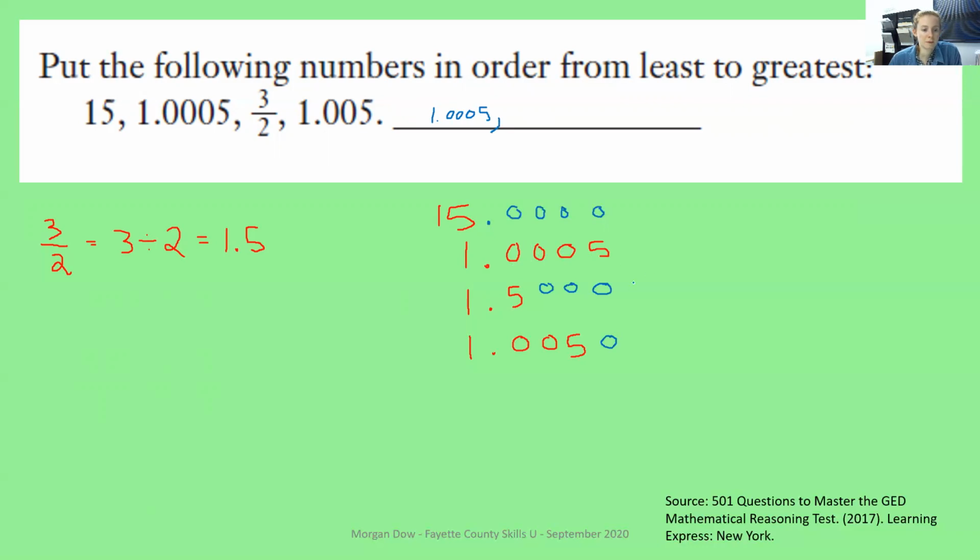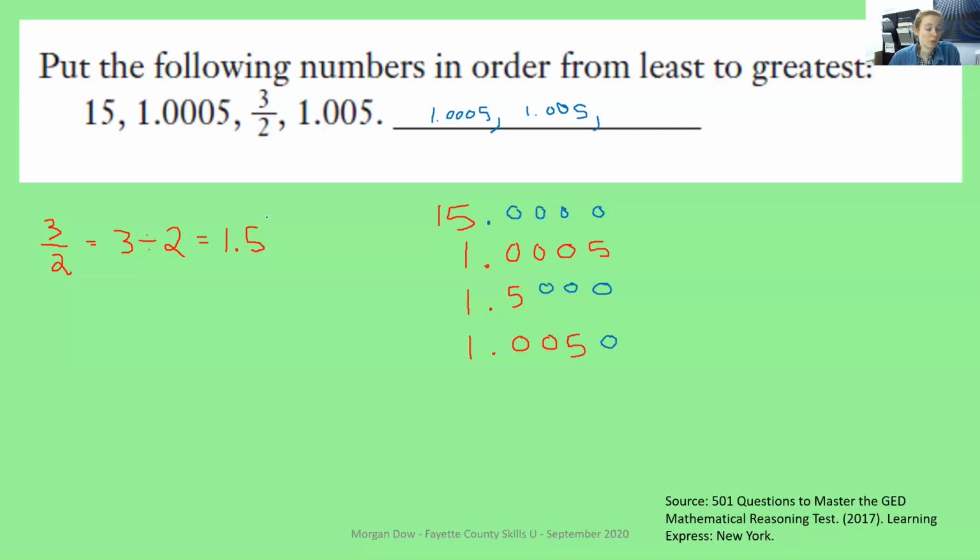What comes next? Next up is going to be 1.005, right? It's got 0 tenths, 0 hundredths. It just has 5 little thousandths there. So 1.005. And then we would have 1.5, right? 1.5 is certainly smaller than 15. So we're gonna have 1.5 next on our list.